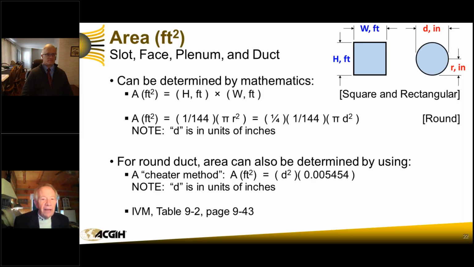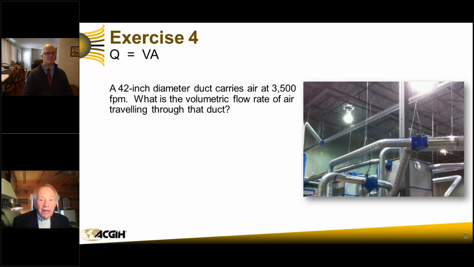So a 42-inch diameter duct carries air at 3,500 feet per minute, a velocity of about 40 miles an hour, by the way. What is the volumetric flow rate of air traveling through that duct? Well, we need to determine Q, V, and A, but it's asking us for Q. Is it giving us V and A? Well, it's given us V, that's 3,500. The area of a 42-inch duct is probably what we want to solve first so that we can come up with Q.